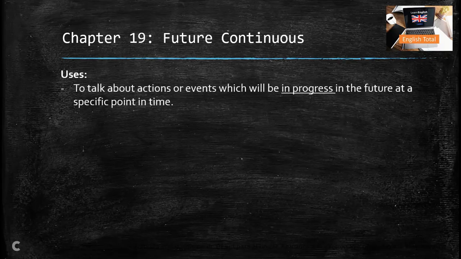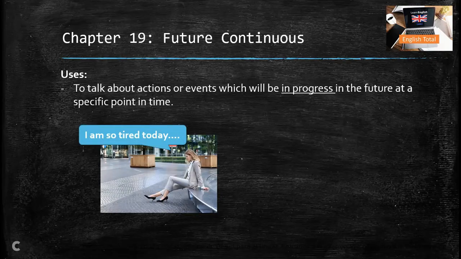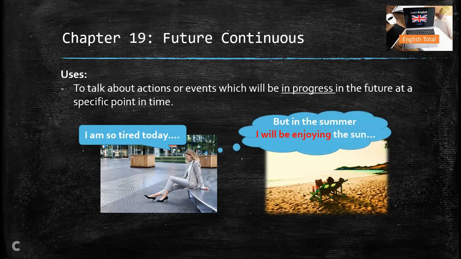You can use the future continuous to talk about actions or events which will be in progress in the future, usually at a specific point in time. Here's one example to see how it works. I am so tired today. But in the summer, I will be enjoying the sun. Yes, that sounds good, doesn't it?